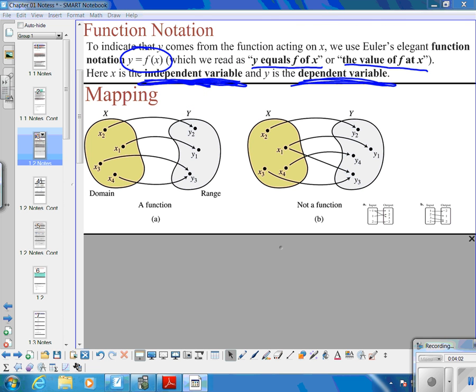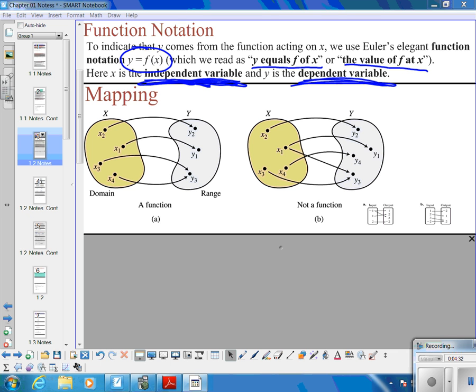You will have to be able to determine whether something is a function or not. Just keep in mind, it's a function if every x value or every input gives you exactly one output. Okay? You can have different inputs that give you the same output, but you can't have one input or x value give you two different outputs or y values. If that were the case, then it would not be a function.